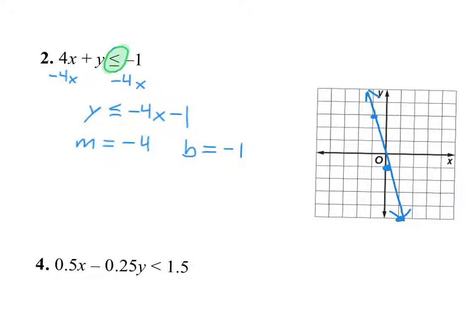So imagine if that was a slide. This would be you being under the slide, and the other side would be on top of the slide. So less than means under the line.